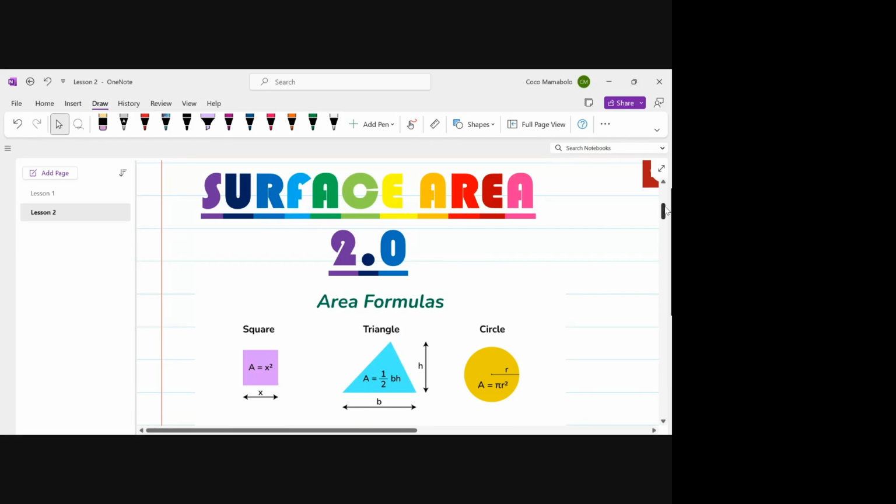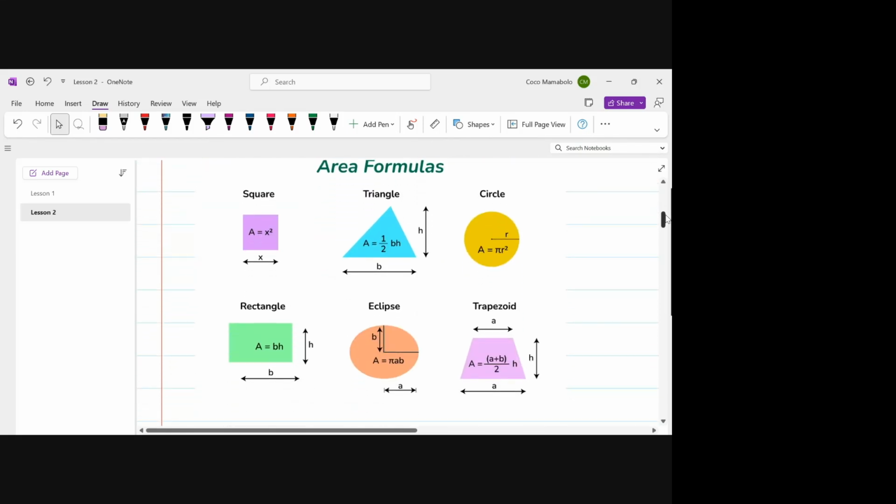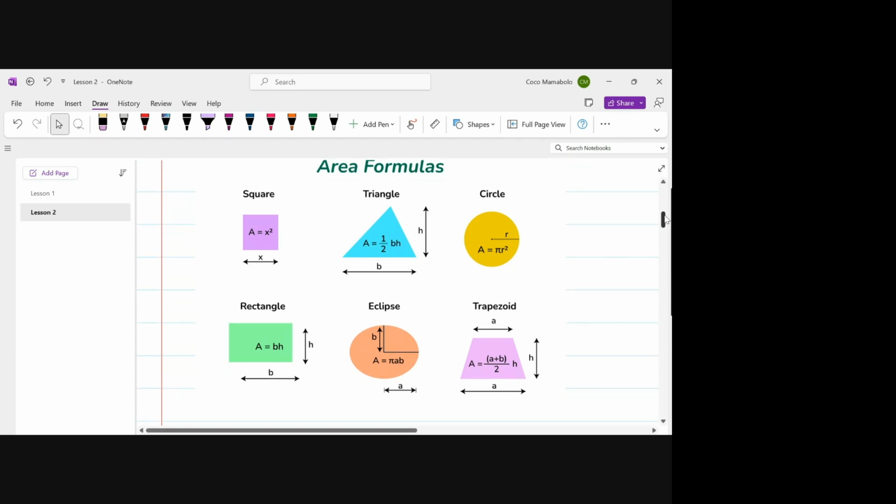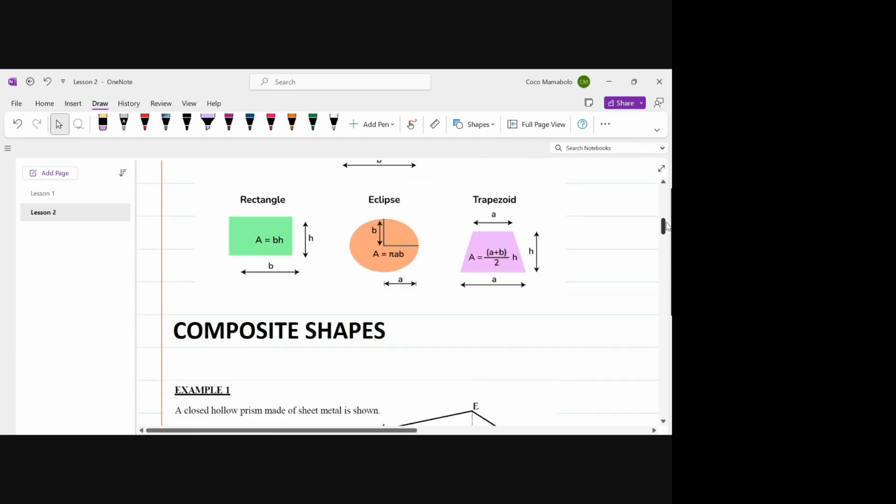We are still on area, so we need to still remember our area formulas. I'll give you a chance to take a screenshot or take out whatever paper or textbook you have with the area formulas on them. We're going to need them still. All right, let's start with this question.